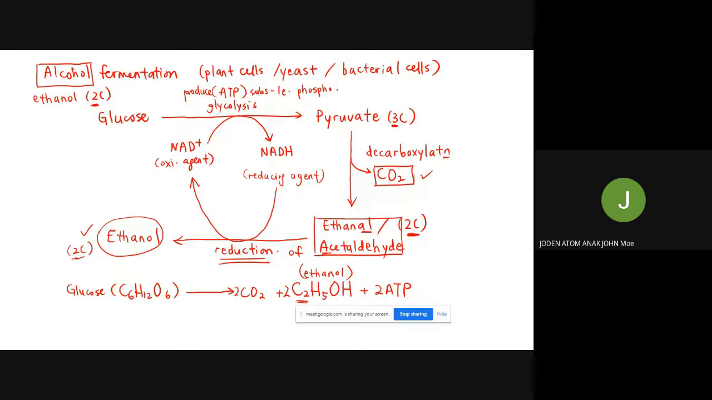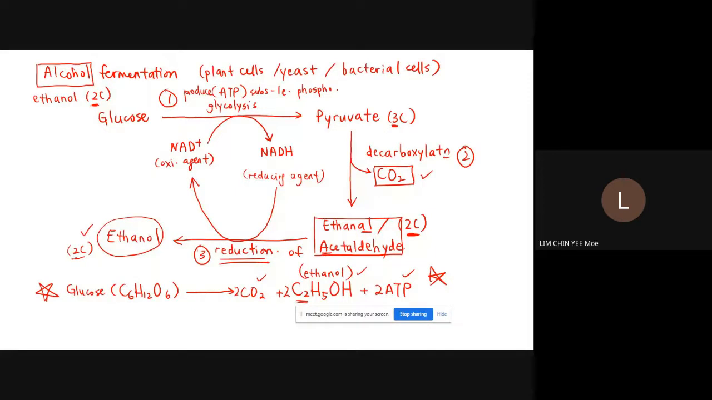Alright. So that's it for alcohol fermentation. Apa yang you kena ingat dekat sini? Equation ini, products dia, carbon dioxide, ethanol, 2 ATP, and how it occurs. Ada glycolysis dulu, and then ada decarboxylation, and then ada reduction.